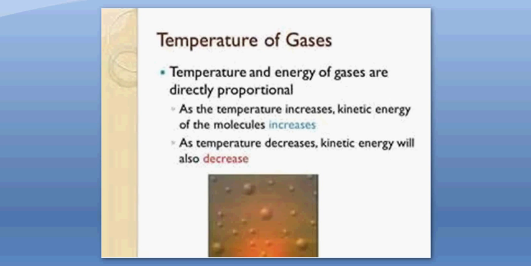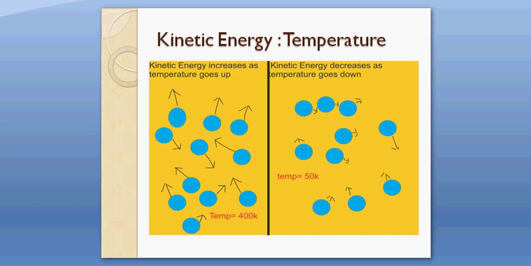Now, if we read out, the temperature and the energy of gases are directly proportional. As the temperature increases, the kinetic energy of the molecules also increases, and vice versa. Let's see this. How? There are two vessels. One vessel has a temperature of 4400 Kelvin and one has 50 Kelvin. The first, having a high temperature, has increased kinetic energy as the temperature goes up, and the second one decreases as the temperature goes down.